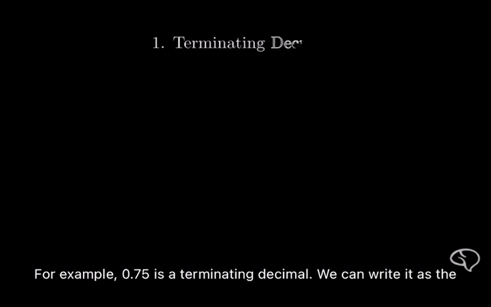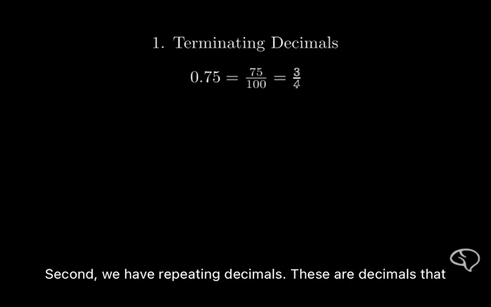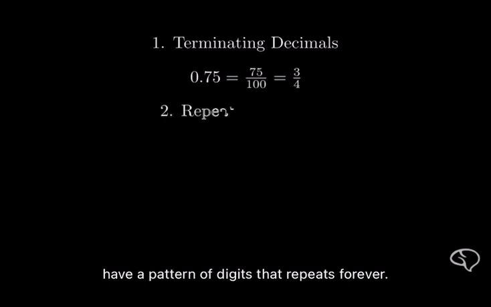Now, let's talk about decimals. How can we tell if a decimal is rational? There are two types of decimals that are rational. First, we have terminating decimals. These are decimals that end. For example, 0.75 is a terminating decimal. We can write it as the fraction 75 over 100, which simplifies to 3/4. So 0.75 is rational.